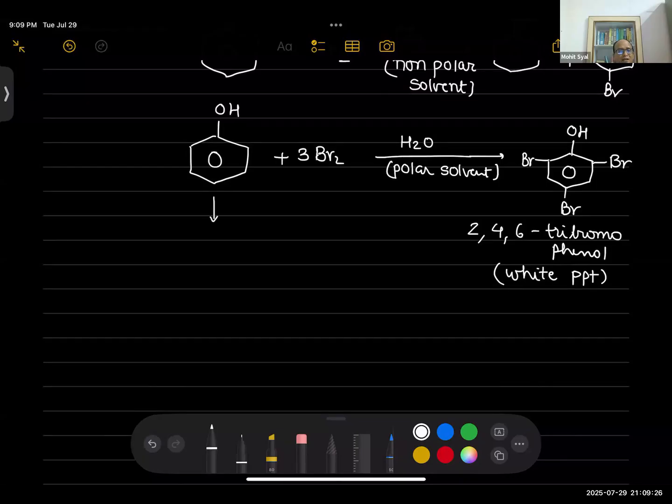It will ionize the phenol. Remember that we discussed that phenol is a weak acid and it loses its H plus and becomes a phenoxide ion. And the phenoxide ion is more electron rich. It has more electron density. Is it clear or not?